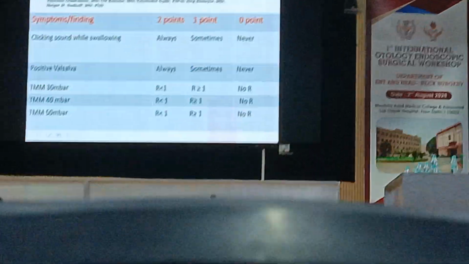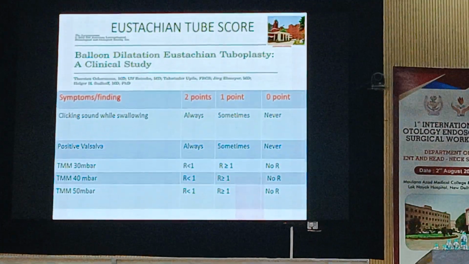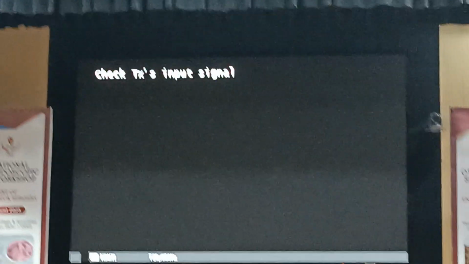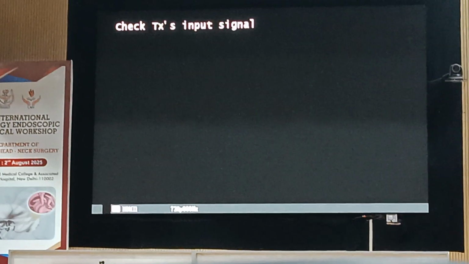So that is the eustachian tube score which was given earlier. And basically it tells you to swallow. Once you swallow, there is a clicking sound. We all have that. It's normal.